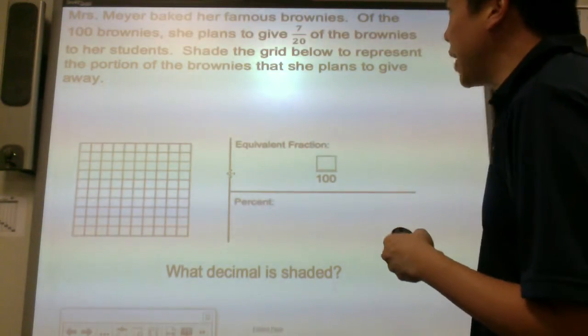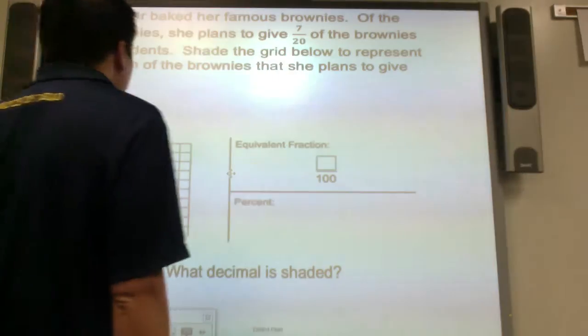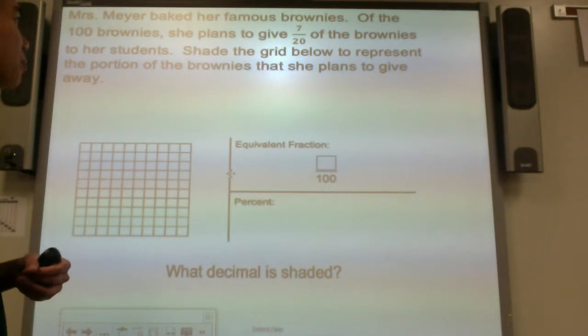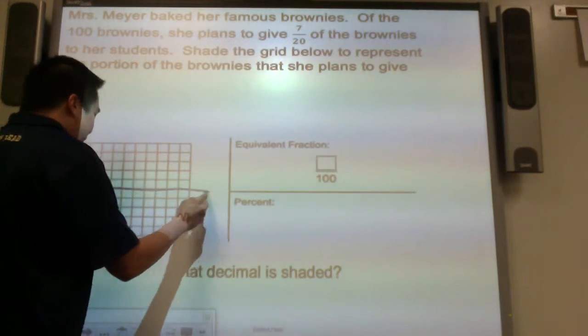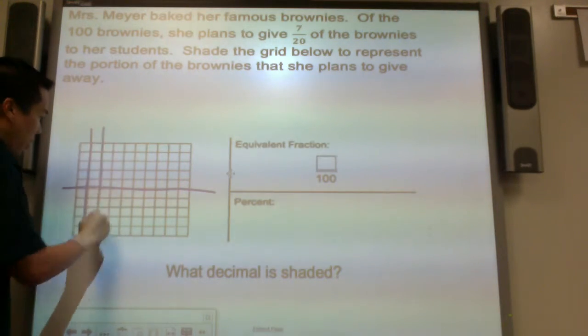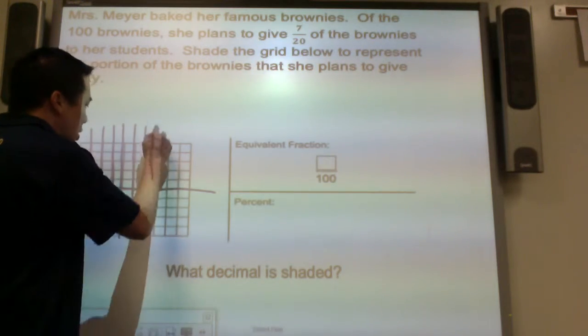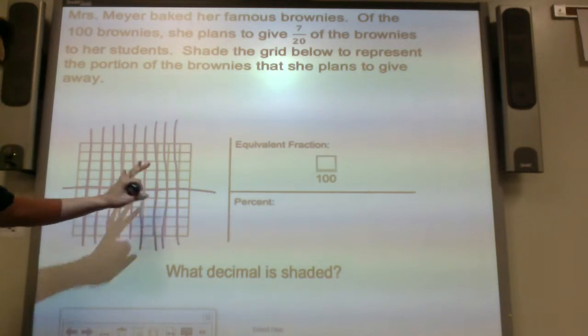So Mrs. Meyer baked her famous brownies. Of the 100 brownies, she plans to give 7/20 of the brownies to her students. Shade the grid below to represent the portion of brownies that she plans to give away. So let me break this down into 20 equal parts, because you know kids will complain. You know, kids. It's like, that's not fair, they got a bigger part than I did. So we break it equally.